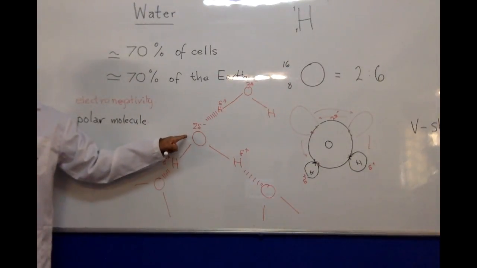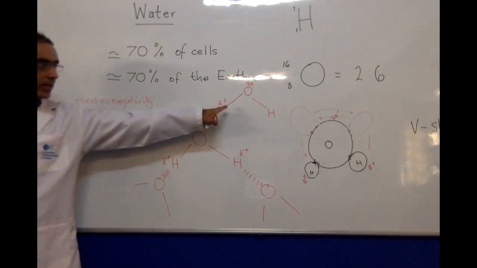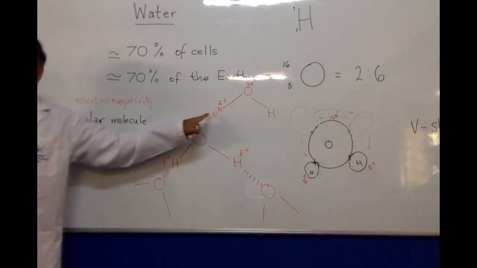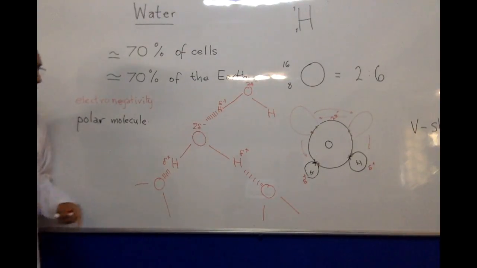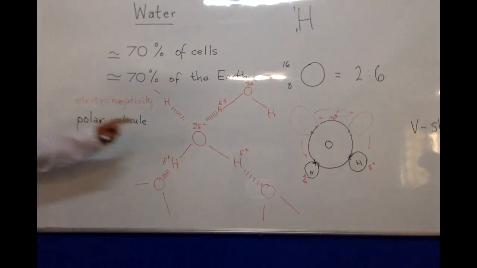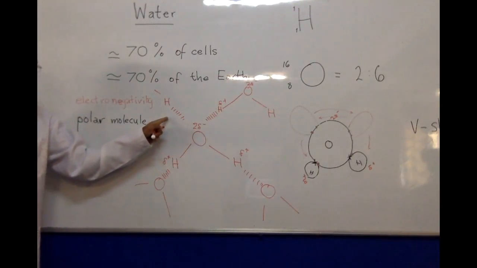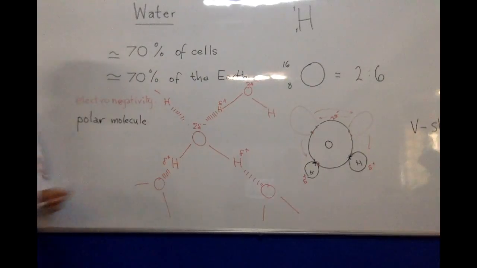This is a 2 negative charge, isn't it? So it's kind of been satisfied only partially, hasn't it? It's still going to be slightly negative. So therefore another one of these. So one water molecule can form these fairly weak bonds. They're not as strong as covalent bonds.